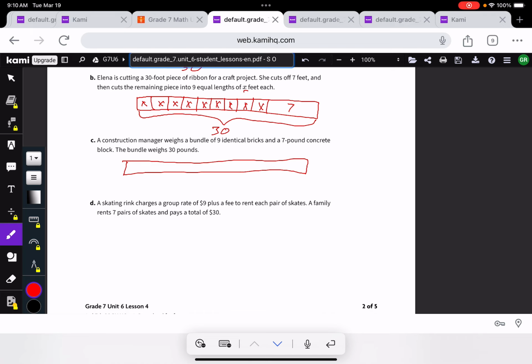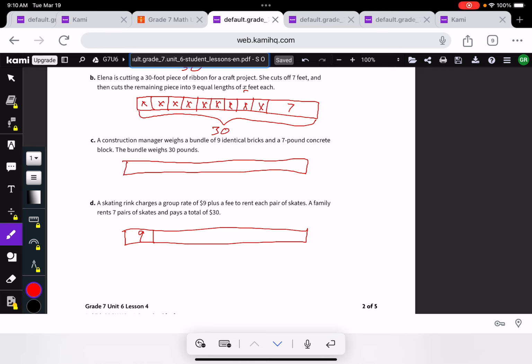D says a skating rink charges a group rate of $9 plus a fee to rent each pair of skates. A family rents 7 pairs of skates and pays a total of $30. So let's start with our tape diagram. A skating rink charges $9 plus, so it's going to be $9. There it is. Plus 7 pairs of skates. We don't know what they charge per skate.